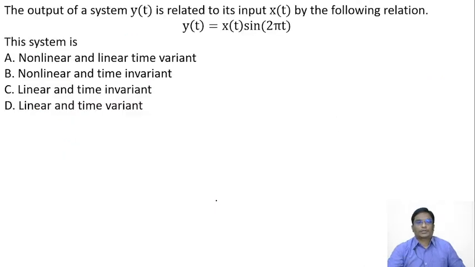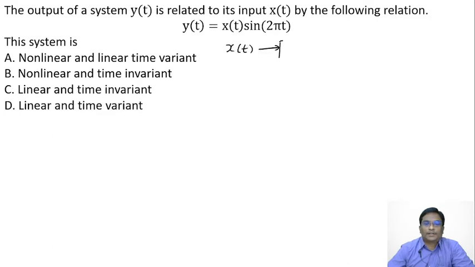Let's move on to the next question. The output of a system y of t is related to its input x of t by the following relation: y of t equals x of t into sine of 2 pi t. They are asking whether the system is linear, non-linear, time variant or time invariant. If you see this y of t, for a system with input x of t, the response y of t is x of t into sine 2 pi t.